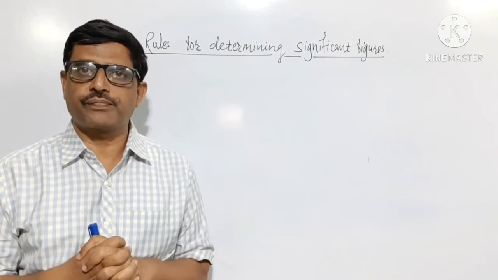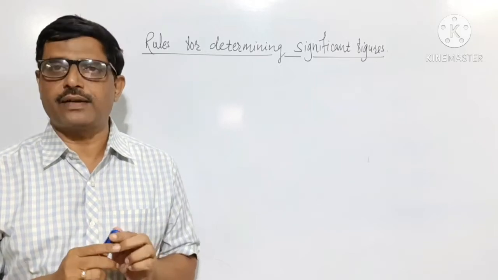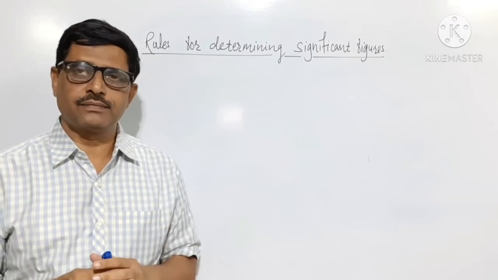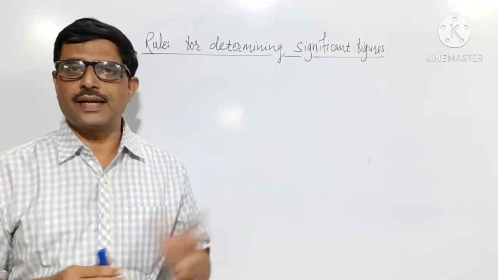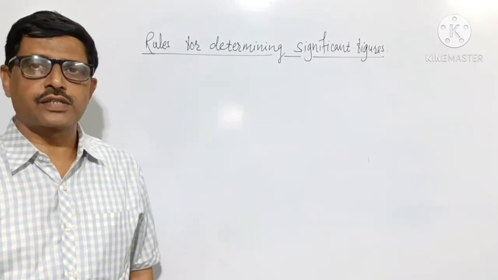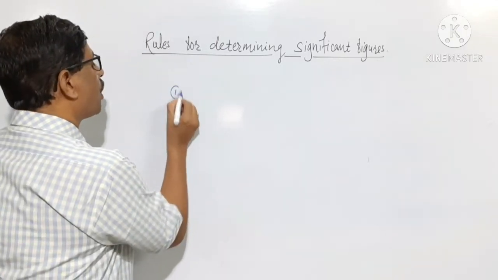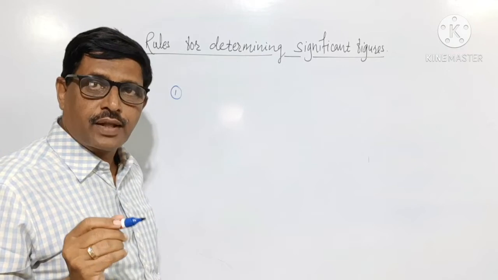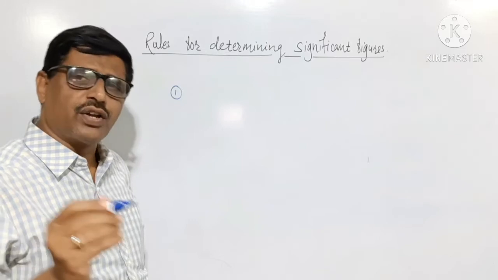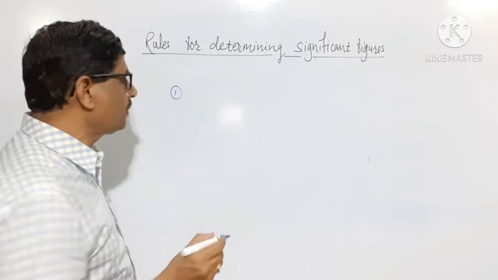Hereafter we will discuss how to find out the significant figures in the measurement. And for that there are some rules with the help of which we are able to find out the significant figures in the measurement. The first rule is that all non-zero digits present in the measurement are significant.